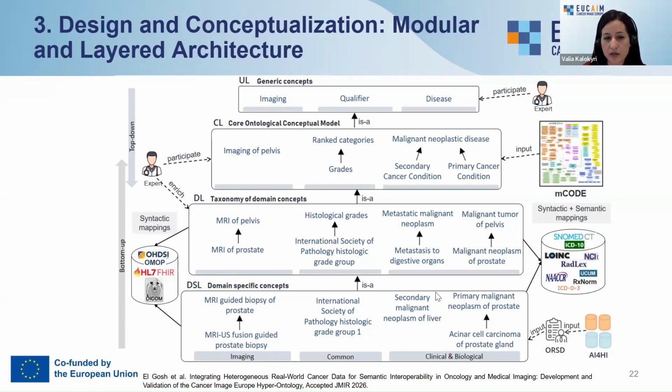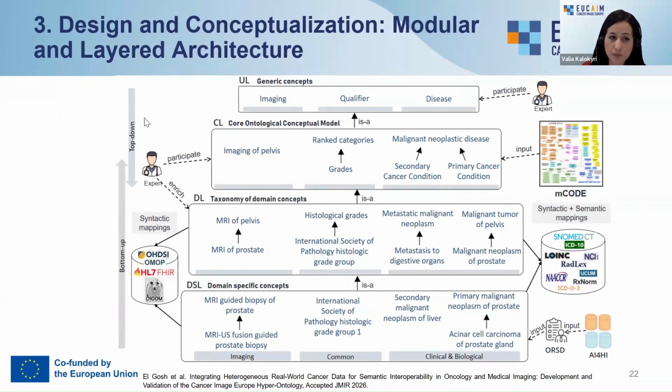Then you see we have these layers: the domain-specific layer, the domain layer, the core layer, and the upper layer. Let's see now what these are. The domain-specific layer, as it says, holds all the concepts that are domain-specific. This is the information from the AI4HI projects. Then by using this ISA hierarchy, we go up the taxonomy where we now have the domain concepts. This is the approach we call bottom-up. We go bottom-up to build the ontology.